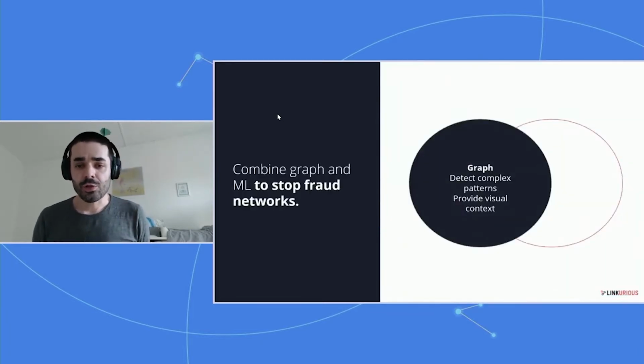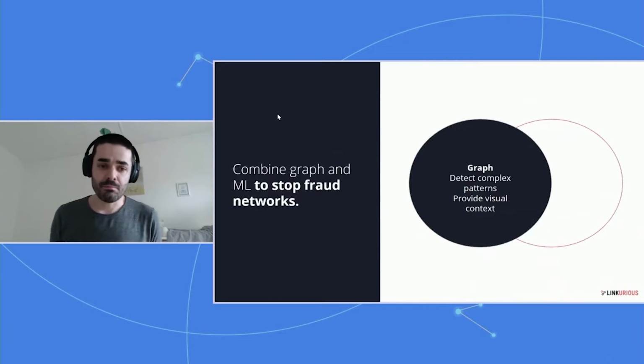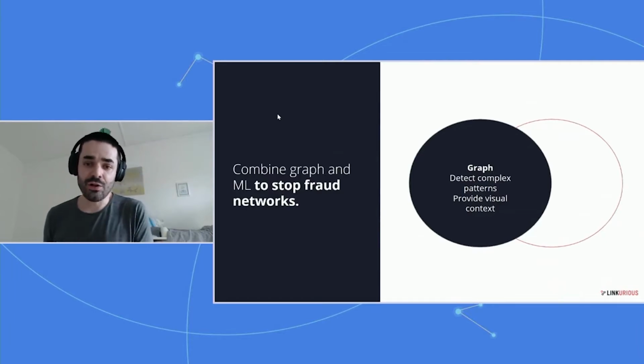So I want to start by outlining that both graph and machine learning, in and of themselves, can bring a lot to the fight against fraud. When we are looking specifically at graph, it can help detect complex patterns across different nodes and relationships. It can also help by providing visual context, which is so important for fraud investigators.